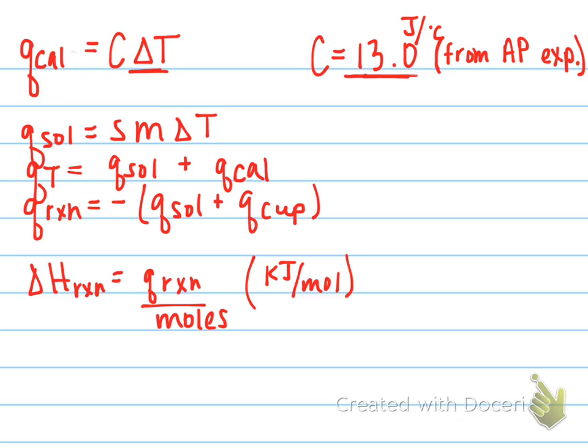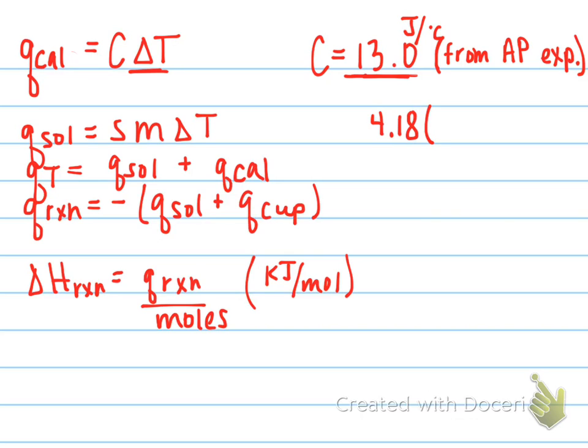Once we have our Q calorimeter calculated, we take C, which is 13, times delta T of our temperature. Then we take Q of solution, and for calcium chloride, we take S, which for all of these we're going to just use the value for water, because most of the solution is water. The solid that you added isn't affecting the specific heat capacity that much.